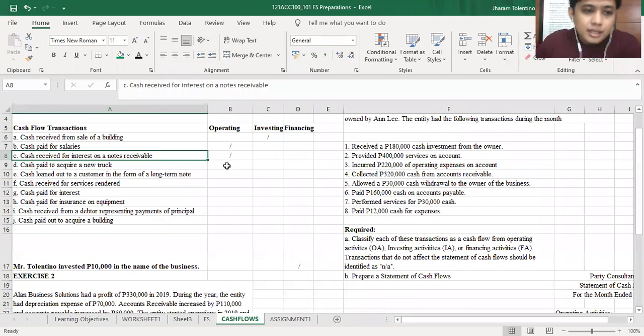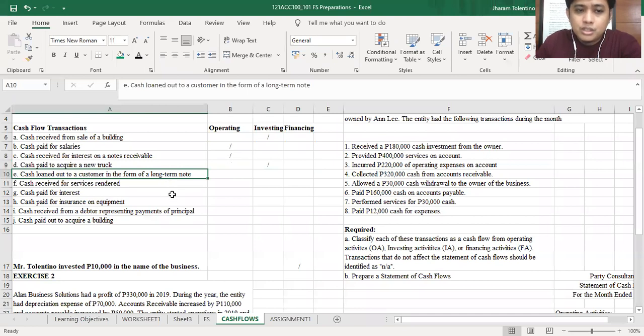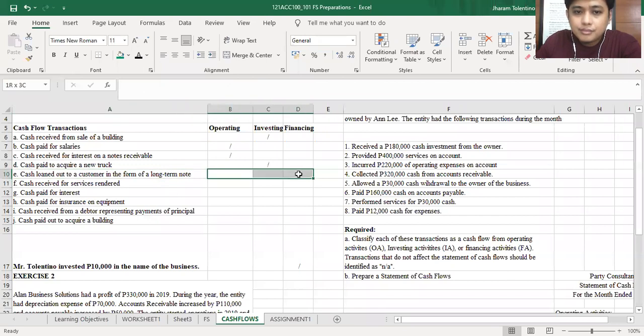Okay? Next, cash paid to acquire truck. Okay, investing activity. Very good. I think familiar na kayo dyan. Cash loan out to a customer in the form of long-term note. Yes, investing. Binigyan na natin ng pagkakaiba.